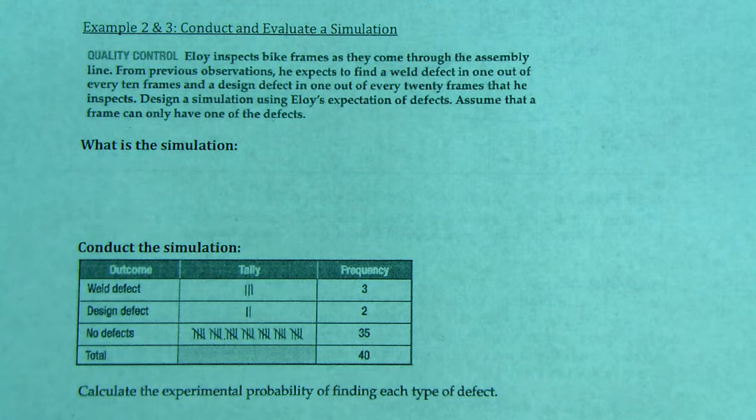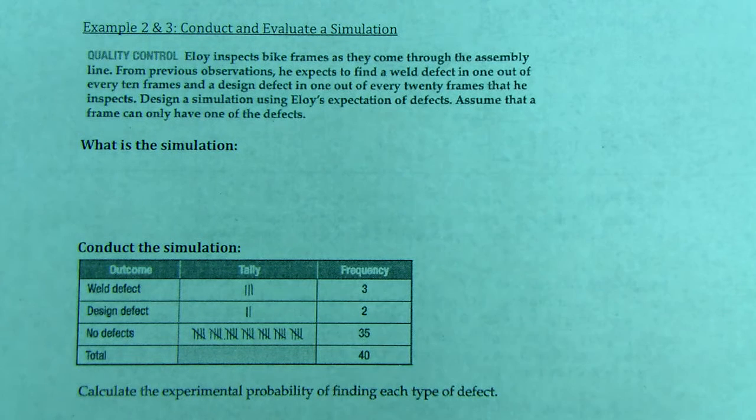I feel like maybe they forgot the R. Elroy? Anyway, this guy inspects bike frames as they come through the assembly line. From previous observations, he expects to find a weld defect in 1 out of every 10 frames and a design defect in 1 out of every 20 frames that he inspects. Design a simulation using Eloy's expectation of defects and assume that a frame can only have 1 of the defects. That's interesting, that actually makes it easier.